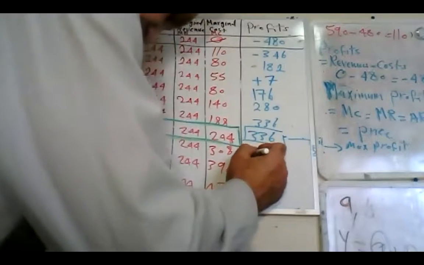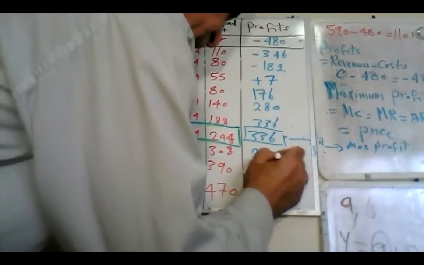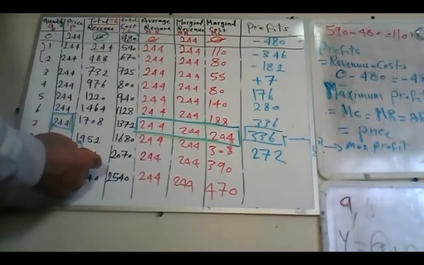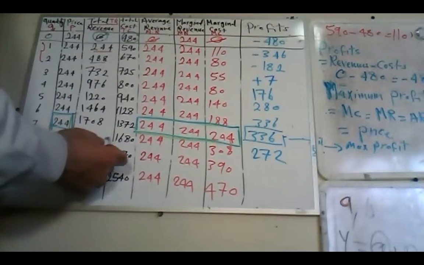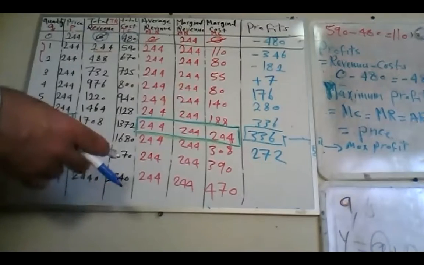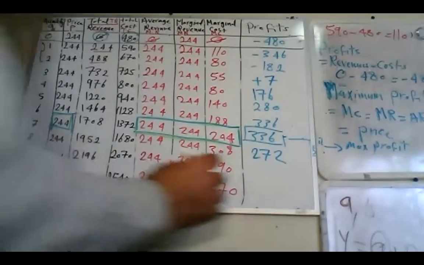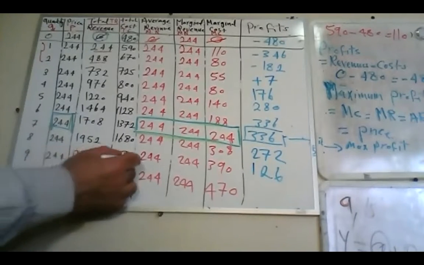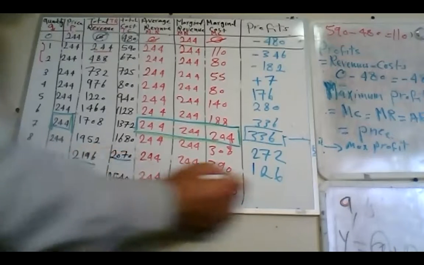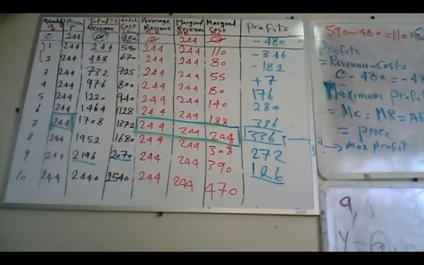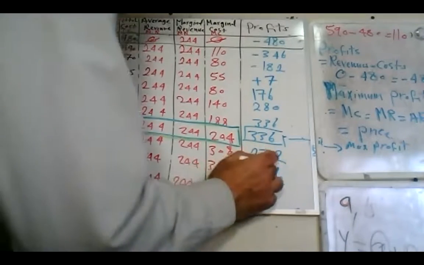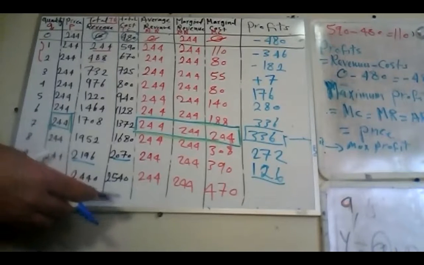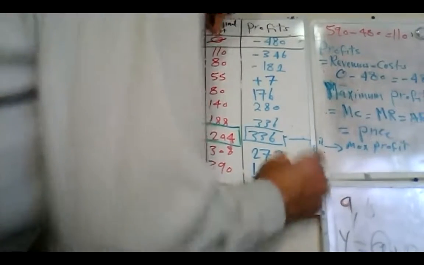After this point, 272. When you deduct the total revenues here, 1952 minus 1680, it will give you 252. Then 126. Total revenues here are 2196 and total costs are 2070, so the profit will be 126. And finally, the last number in the profits is minus. We came back to the minus, minus 100.